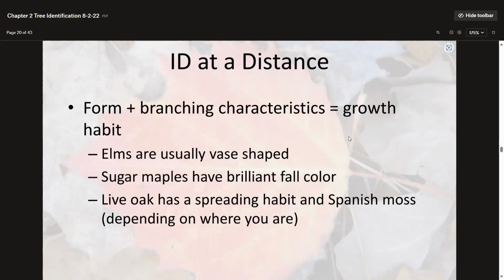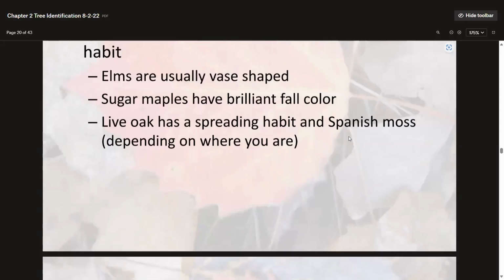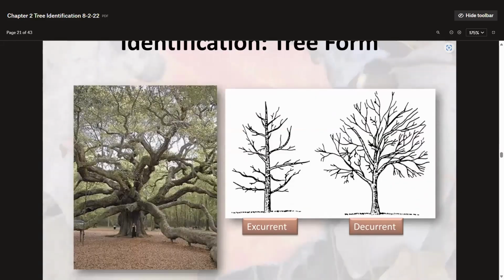All right. So talking about the form and branching characteristics and growth habits of the trees. Like I said, the elms are usually vase-shaped. Sugar maples have that fall color, and the live oaks have that spreading, and maybe Spanish moss, depending on where you are. So the tree forms, let's talk about that a little. All right. So on the left is that beautiful live oak that I'm talking about, right? That spreading, and I mean, they're just amazing to see in the forms they grow in.